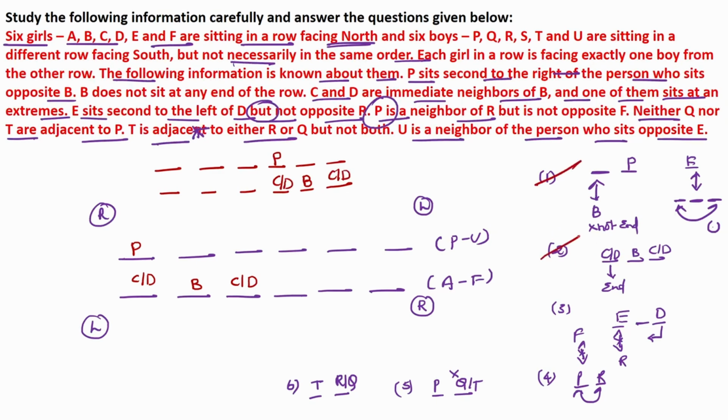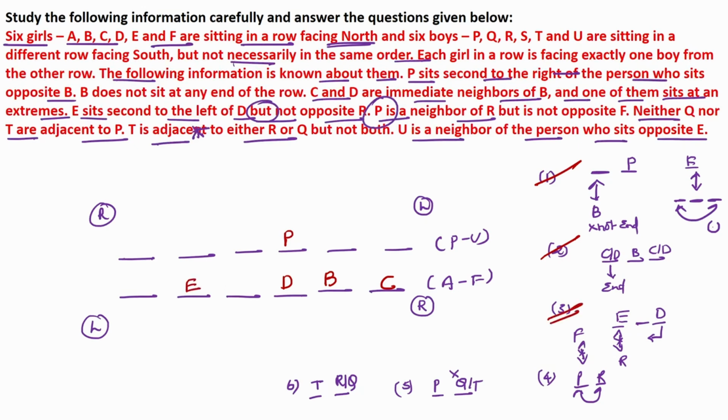B is not at any ends. And you already know that the person second left of D is E. You can confirm here by C only. If I confirm C or D, we can't place E as per the given data. So we can confirm these cases: here C, here B, and here D. So we can eliminate one of the possibilities. Now we can place P here. D's second left is E, so we can confirm E here. Done with point number 3.